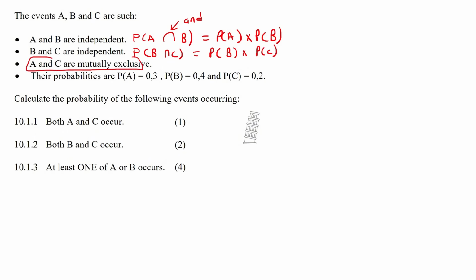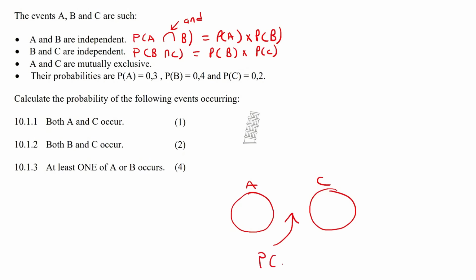And then A and C are mutually exclusive. When two things are mutually exclusive, it means that they cannot happen at the same time. So it means that the circles do not overlap. So it means that the part where it says A and C is actually going to be 0, because there is no part that is A and C. It doesn't look like this. If it looks like that, then there is a part that has A and C, and then it wouldn't be 0. But when it's mutually exclusive, then it's separate like that. So that would be probability of A and C is 0. Then it says that their individual probabilities will be that, that, and that.